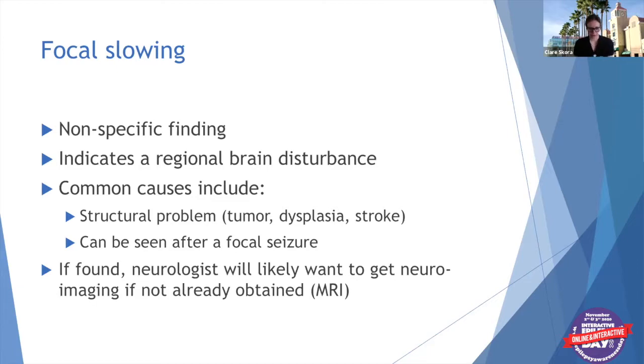And if a neurologist hasn't already gotten some sort of imaging, like an MRI, when we see focal slowing or focal abnormalities, that will usually prompt us to get neuroimaging to make sure that there's no tumor or structural lesion there that's explaining that finding.